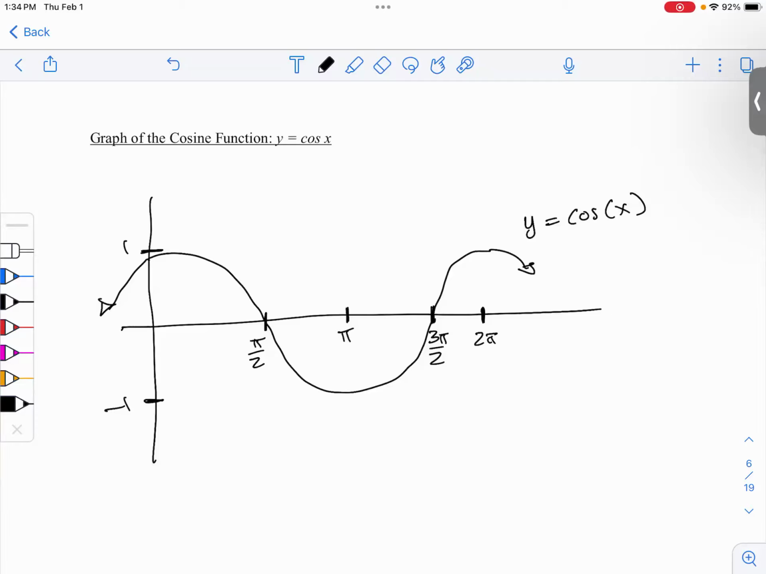And so go back in your graph, don't delete the sine function, put cosine in there as well, and graph it.